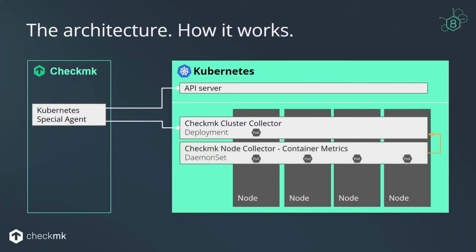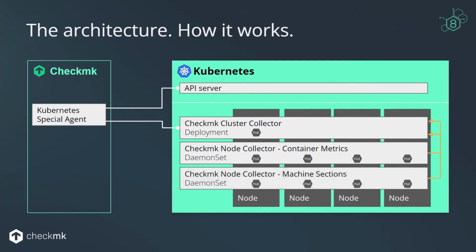Cluster collector doesn't have all the data, it just collects stuff. It collects stuff from the node collectors. And there is one node collector for container metrics. That's actually a cAdvisor. And that pushes the data to the cluster collector. And there's another node collector, which is called the machine sections, which is a customized Checkmk agent, which also pushes the data to the cluster collector.